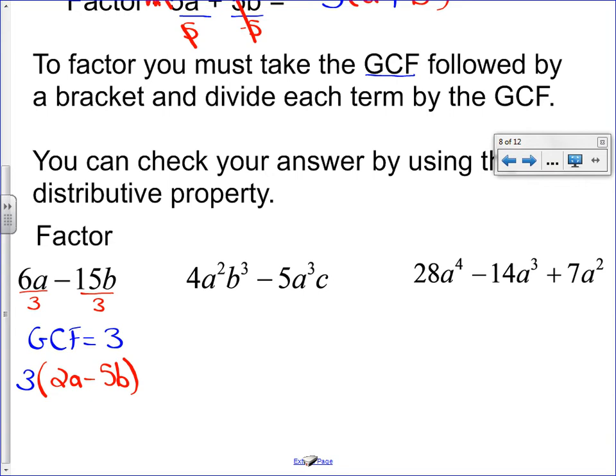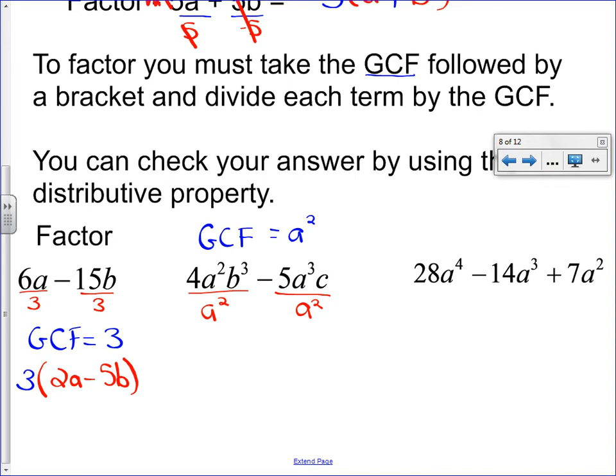I hope so. Okay, what about this one? I'm going to write my greatest common factor for 4a squared b cubed minus 5a cubed b cubed. What is my greatest common factor here? Nick? Yeah, or I'm just going to say a squared. The one's implied, but you're absolutely right, Nick. So I take that common factor, and what I'm going to do is divide by a squared. Divide by a squared.